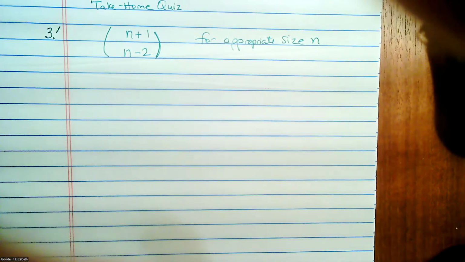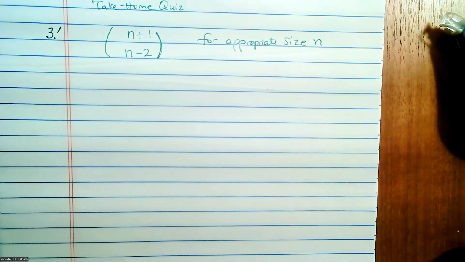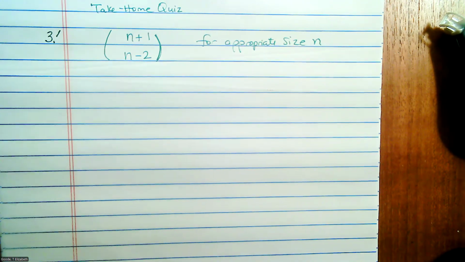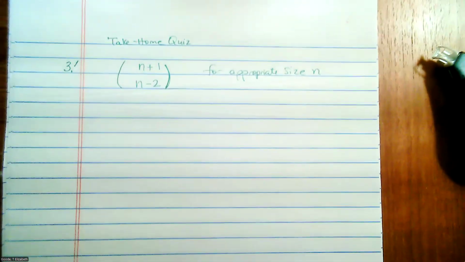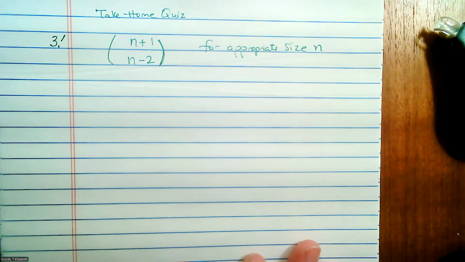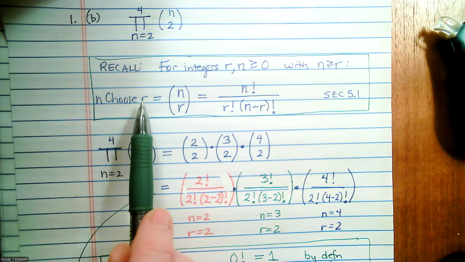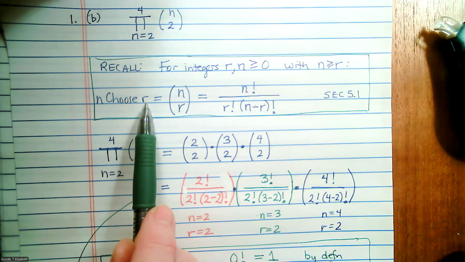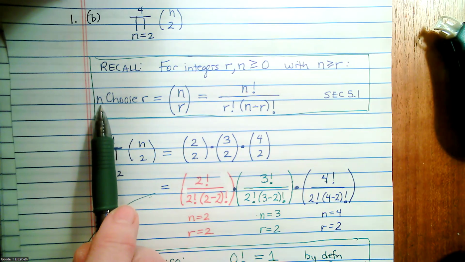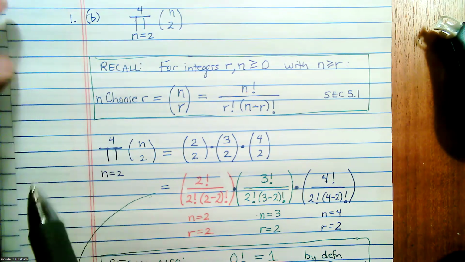But we can't choose a negative. You can't choose a negative number of elements to build a subset. Exactly. If you remember what n choose r meant, it meant the number of subsets of size r that we can find if we have a set of size n.